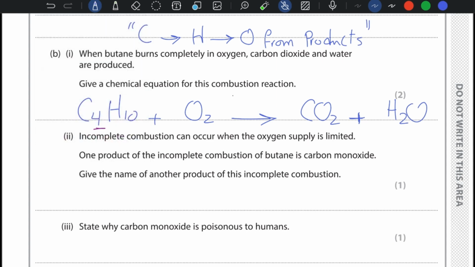We have 4 carbons, so we have to write here 4 carbon dioxide. We have 10 hydrogens, so we have to write 5 water. Now calculate oxygen in the product. 4 times 2 equals 8, plus 5 times 1 equals 5. 5 plus 8 equals 13. So we can write here 6.5. It is accepted. Fractions are accepted in balancing this equation.